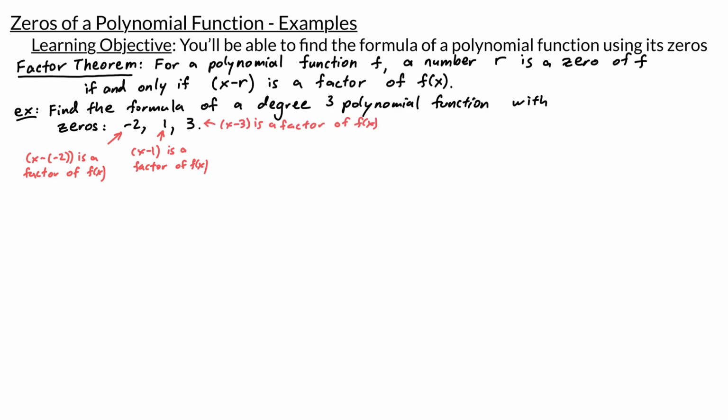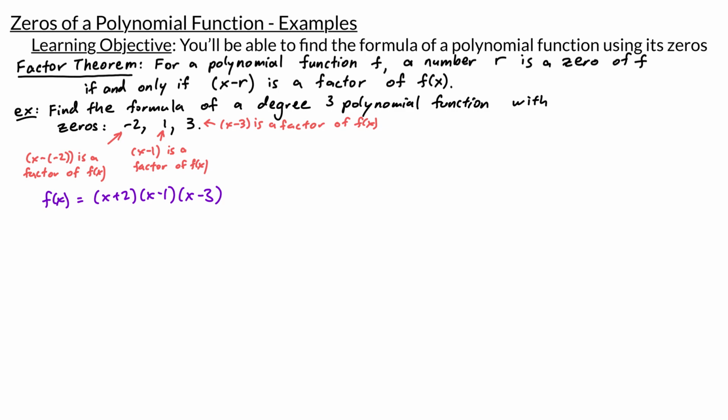Putting all of this information together, we see that our function f of x should look like x minus -2, which we can write as x plus 2, times x minus 1 times x minus 3. And what we have here is a degree 3 polynomial, because if we were to multiply out the factors of x plus 2 times x minus 1 times x minus 3, the product of the x's in each of the factors gives me an x cubed, making this a degree 3 polynomial.